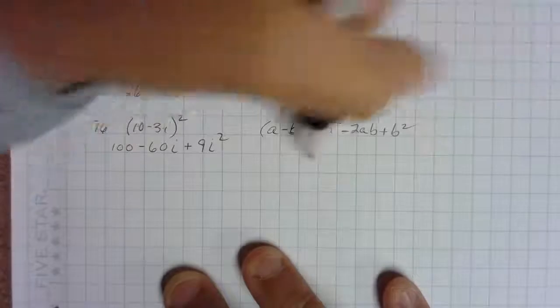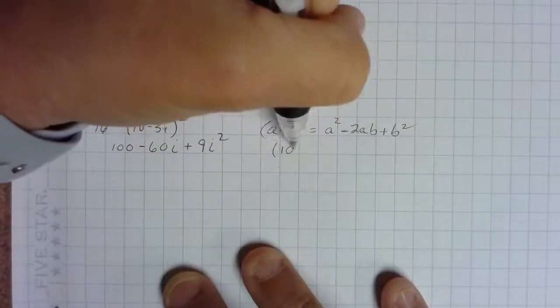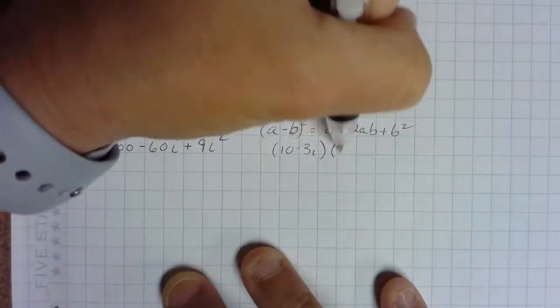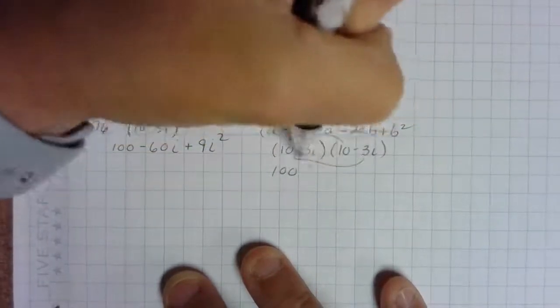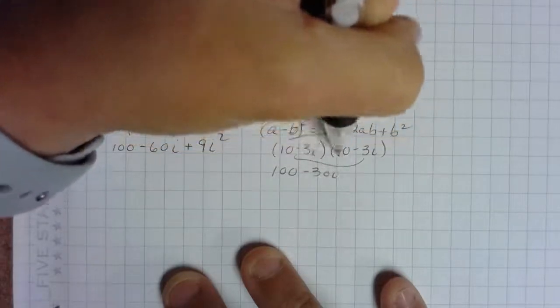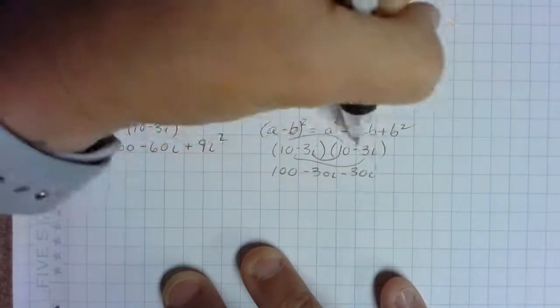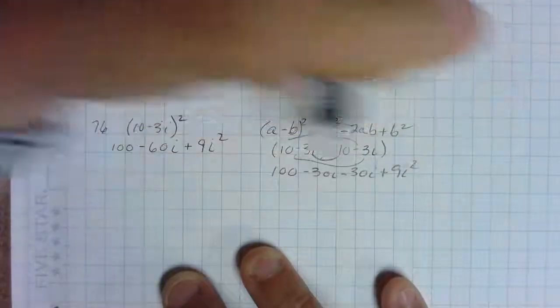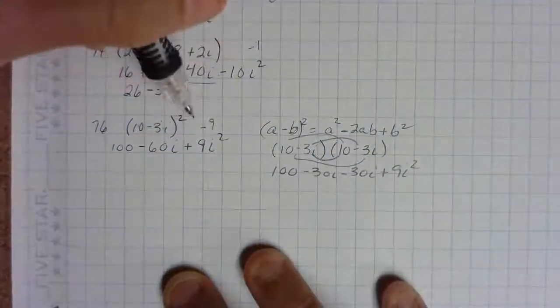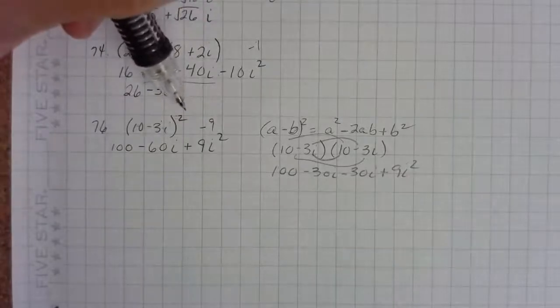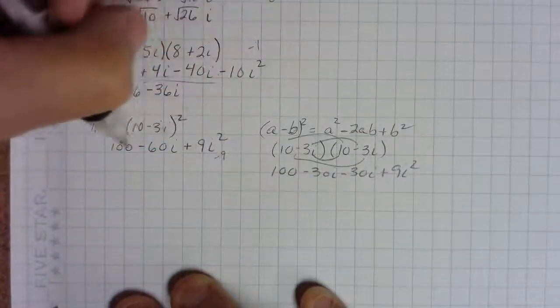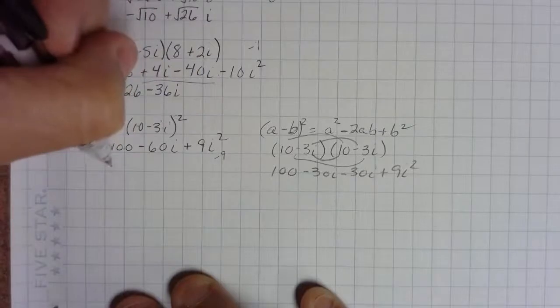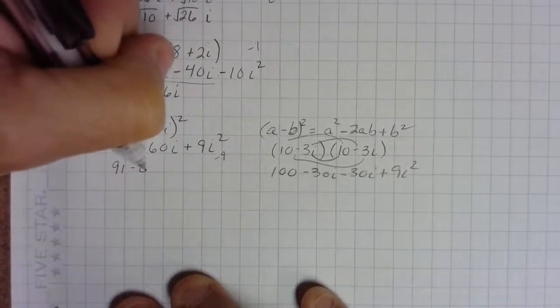If you're still struggling with that, remember you could have written it down twice and actually seen where all of the parts came from. And then minus another 30i, and then plus your 9i squared. Plus 9i squared becomes a negative 9. I don't simplify that in my head as I go because I might have made a mistake. I want to write it out just pure what it is before simplification, and then I'll go ahead and combine like terms. So we end up with 91 minus 60i.